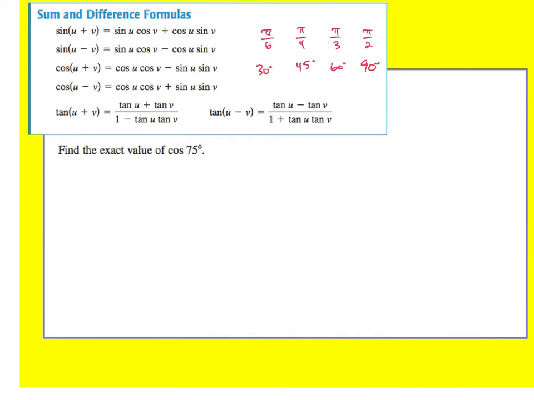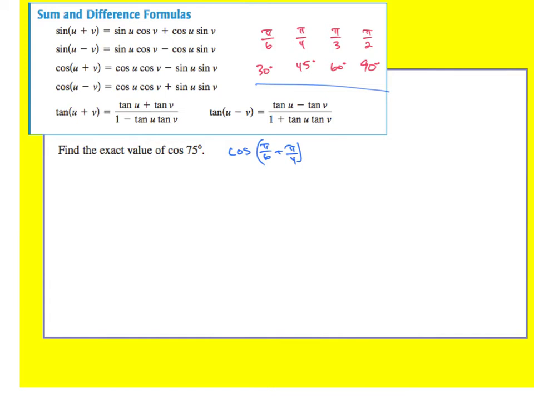Now, cosine of 75 degrees. Can I add or subtract anything of these to get to 75? Yeah, how could I do it? Add pi over 6 and pi over 4. So this is the same thing as cosine of pi over 6 plus pi over 4, which is the same thing as 30 plus 45, right? However, we're more accustomed to being in radian mode because that's more useful in mathematics.